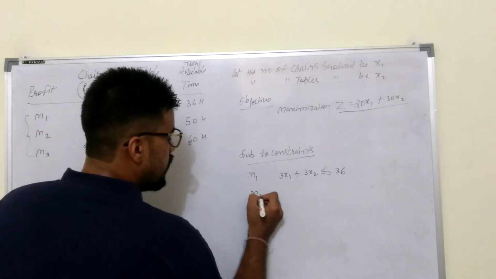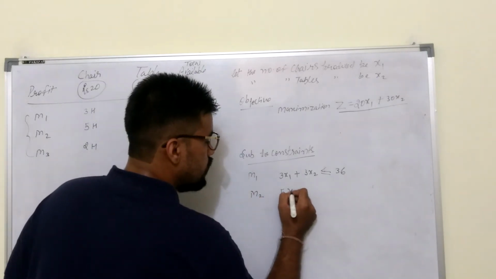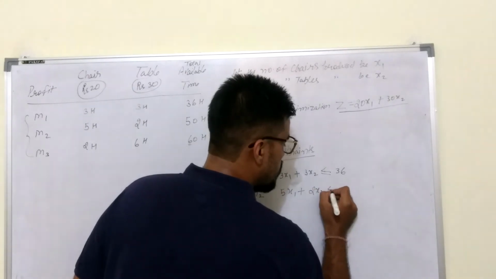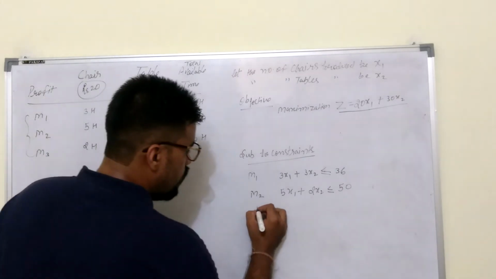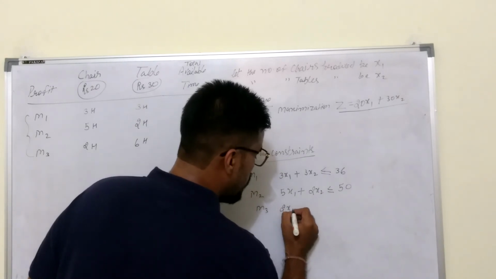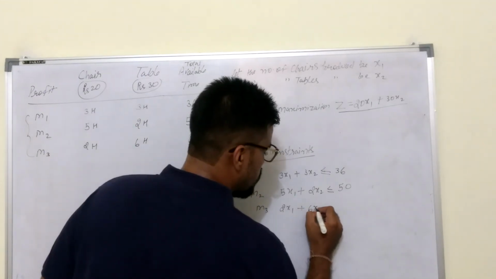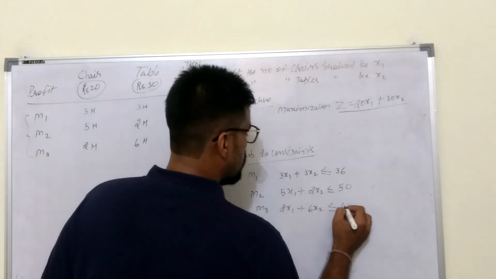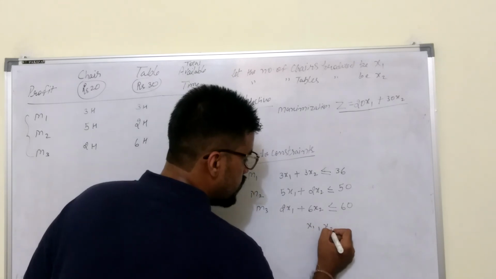Similarly on machine M2, 1 unit of chair requires 5 hours. We are producing x1, so 5x1, plus 1 unit of table requires 2 hours, and we are producing x2, so 2x2, less than or equal to 50. Now M3: 1 unit of chair requires 2 hours, so 2x1, plus 1 unit of table requires 6 hours, so 6x2. This total cannot be greater than 60, so we write less than or equal to 60. And in the end, it is always written that x1, x2 are greater than or equal to 0.